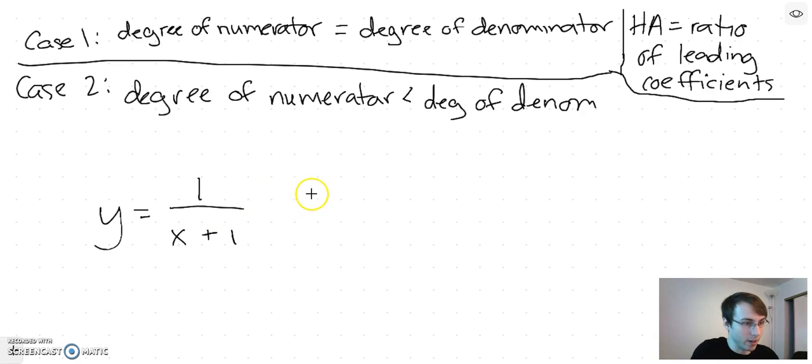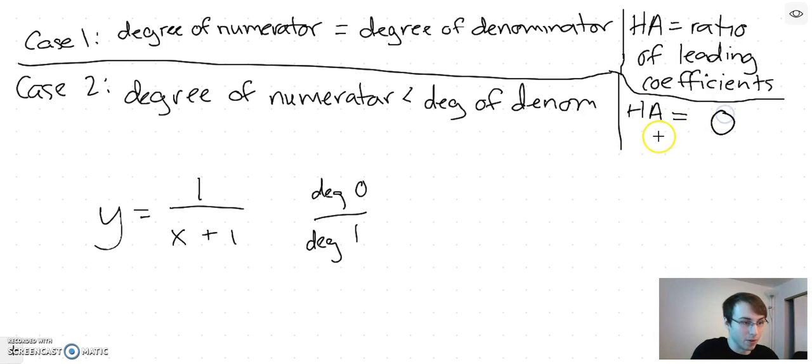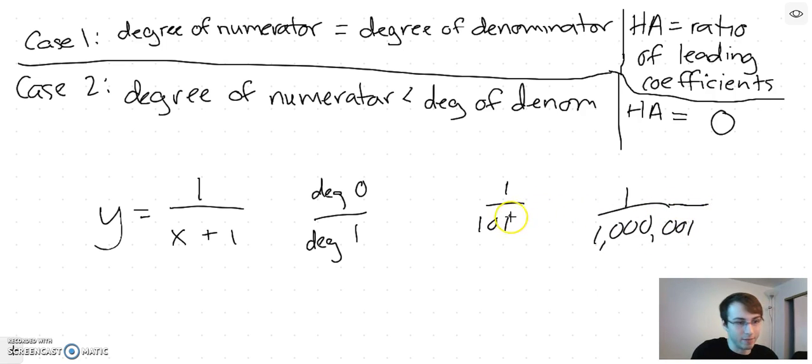Well, the degree of the numerator is 0, and then the degree of the denominator is 1. And in that case, the horizontal asymptote is 0. You can kind of see this intuitively, because if you try to plug in things for x here, maybe you plug in like 100 for x, you get 1 over 101. If you plug in like 1,000,000 for x, you get 1 over 1,000,001, and you just get closer and closer to 0.